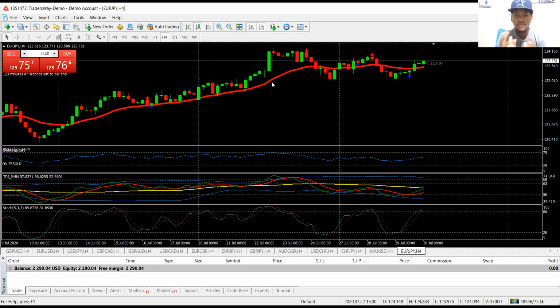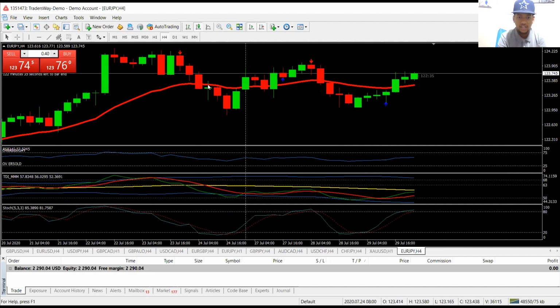And I'm going to show you a little bit more of what I mean. But you see the gap here. You see how the 20 moving average is here, right? And then the candlesticks are kind of gapping. It's spaced out from it, right? But then it comes back down, right? It comes back and touches this 20 moving average. And let me zoom in.